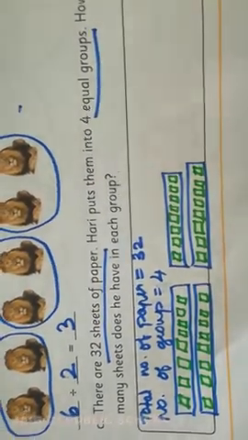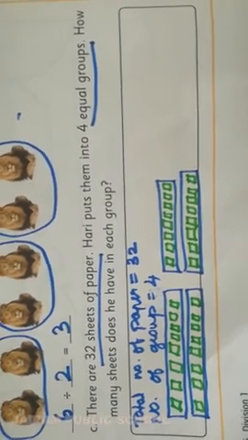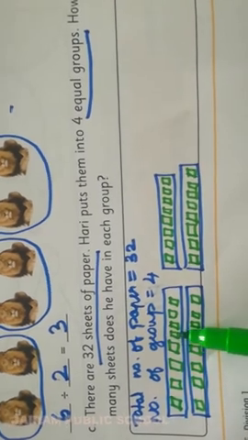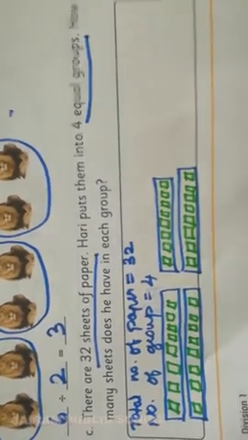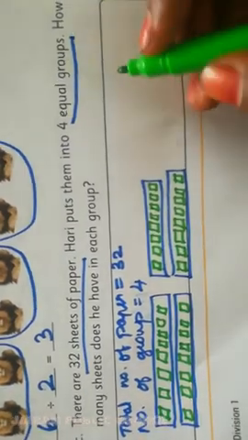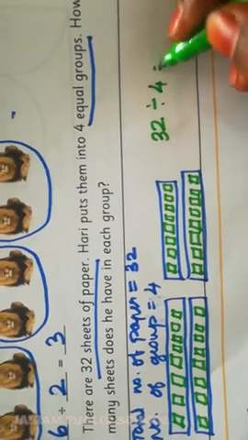We are separating 32 papers. Now we will count how many papers are in each group. 1, 2, 3, 4, 5, 6, 7, 8. So each group consists of 8 papers. So 32 divided by 4 is equal to 8.